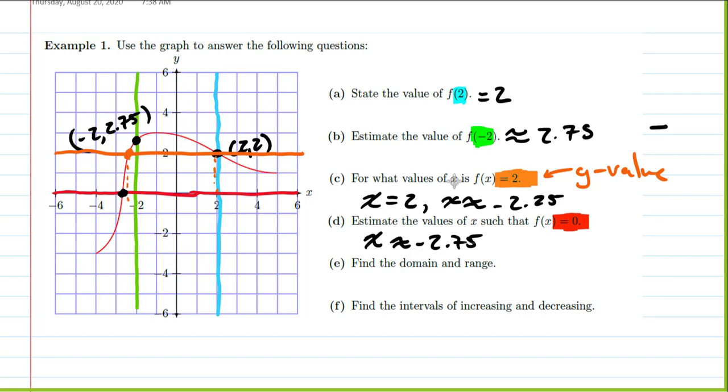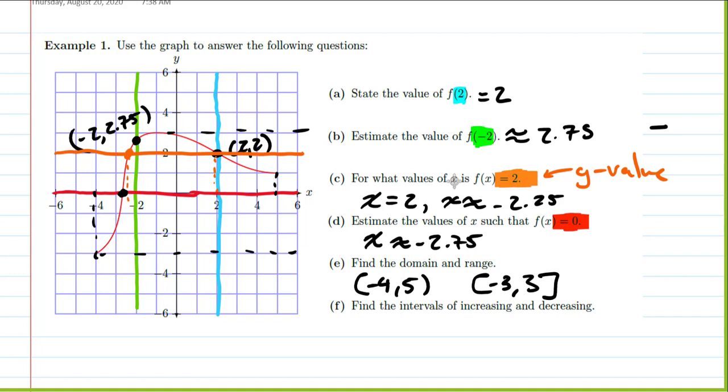So then finally, for a continuous function, the domain and the range are going to be from the smallest x to the largest x. So our domain is going to be from negative 4 to 5, and our range is going to be our smallest y to our largest y, which is going to be negative 3 to 3 in this case.